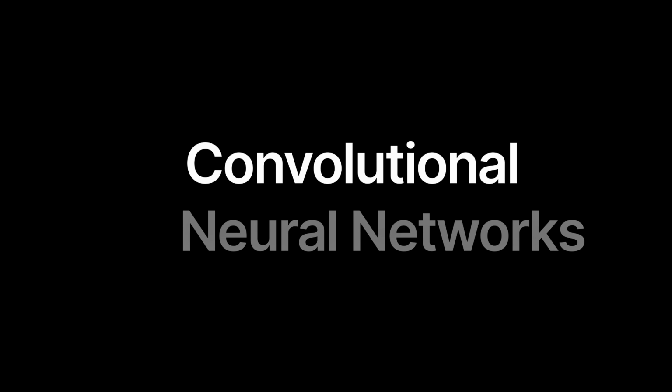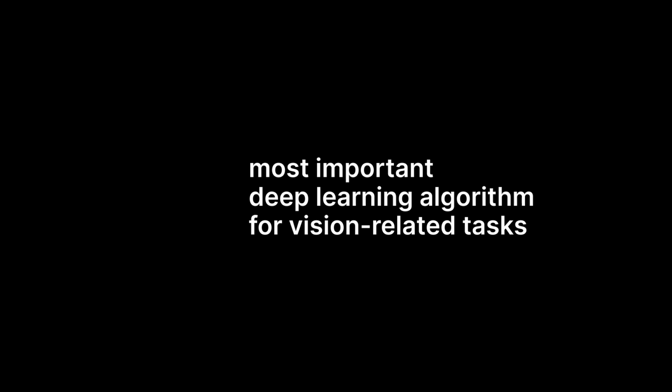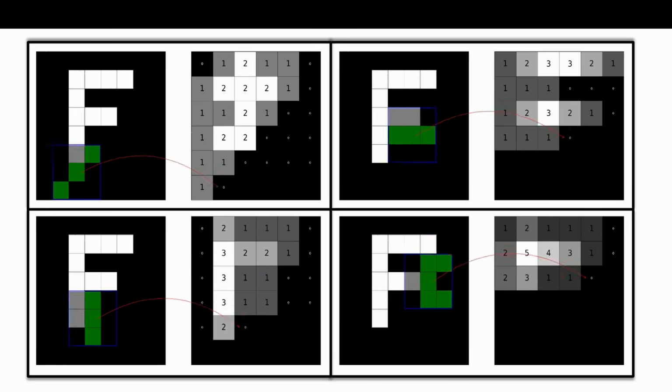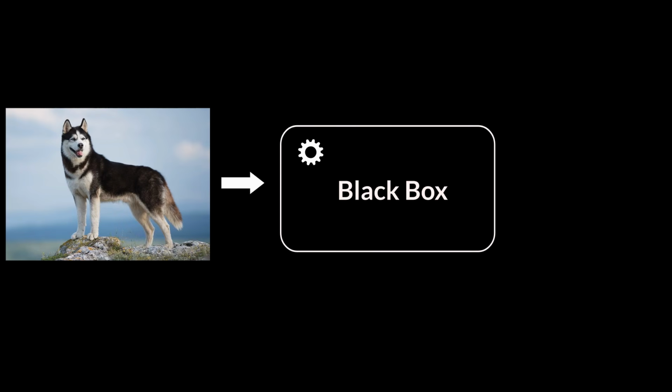Convolutional neural networks have been the most important deep learning algorithm for vision-related tasks for the last 15 years or so. But complex neural network architectures like these are often seen as black boxes that simply take some input, crunch some numbers, and then throw out a prediction. And while this criticism is largely accurate, there is still a lot that we can learn by simply poking around and trying to pry open these black boxes.